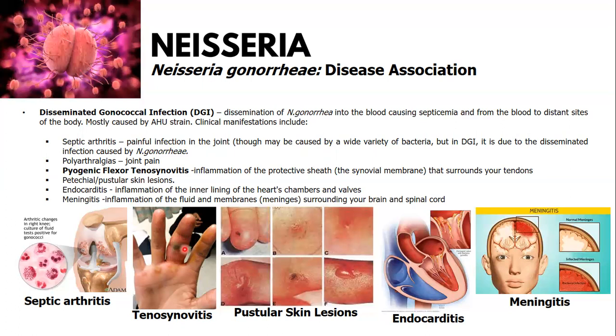And the endotoxin component of Neisseria gonorrhoeae also leads to the formation of petechial or pustular skin lesions with fluid-filled pus. And the inner lining of the heart's chambers and valves also become affected during disseminated gonococcal infection. And this is what we call endocarditis. And when Neisseria gonorrhoeae is able to breach the blood-brain barrier, then they would also be able to cause infections of the fluid and membranes surrounding the brain and the spinal cord.